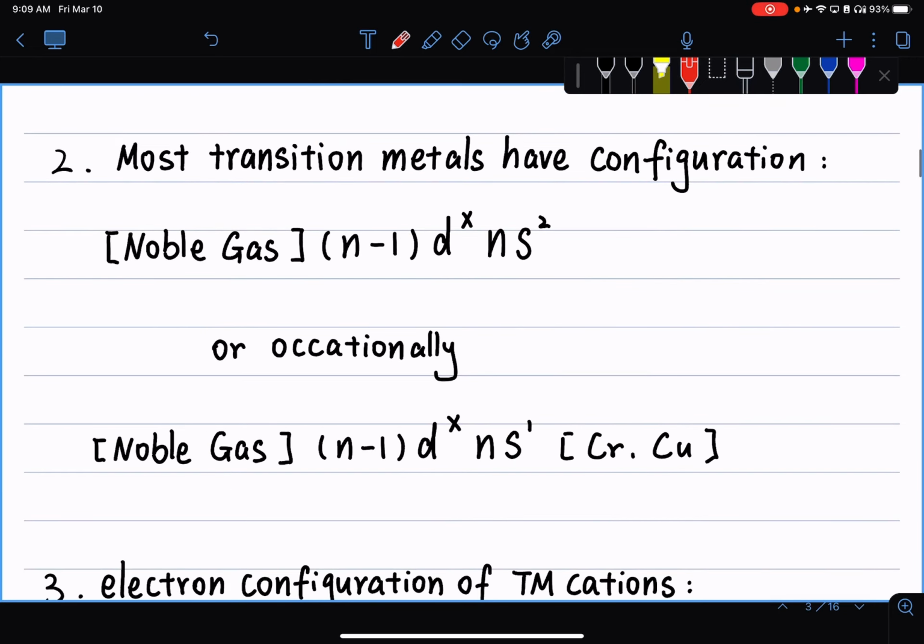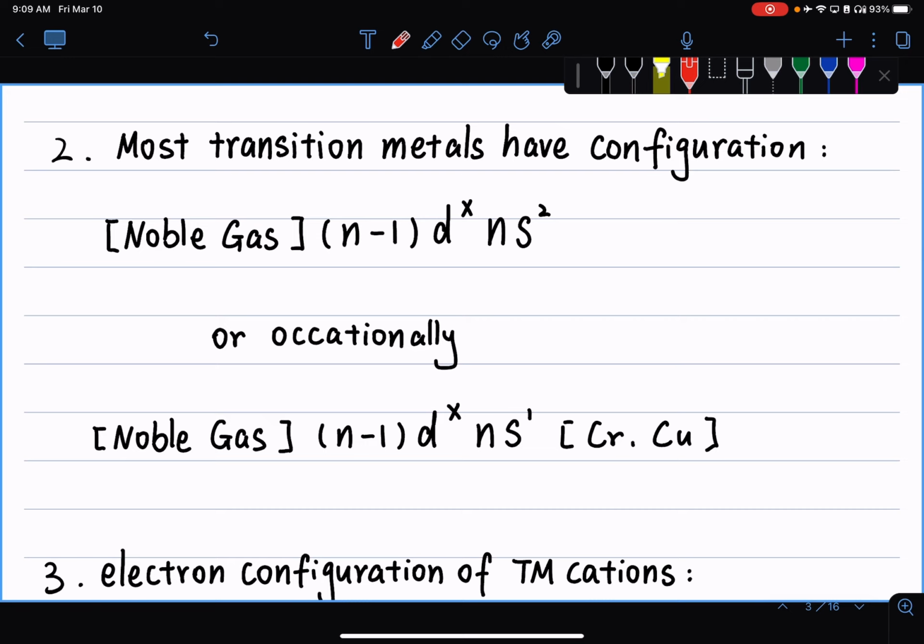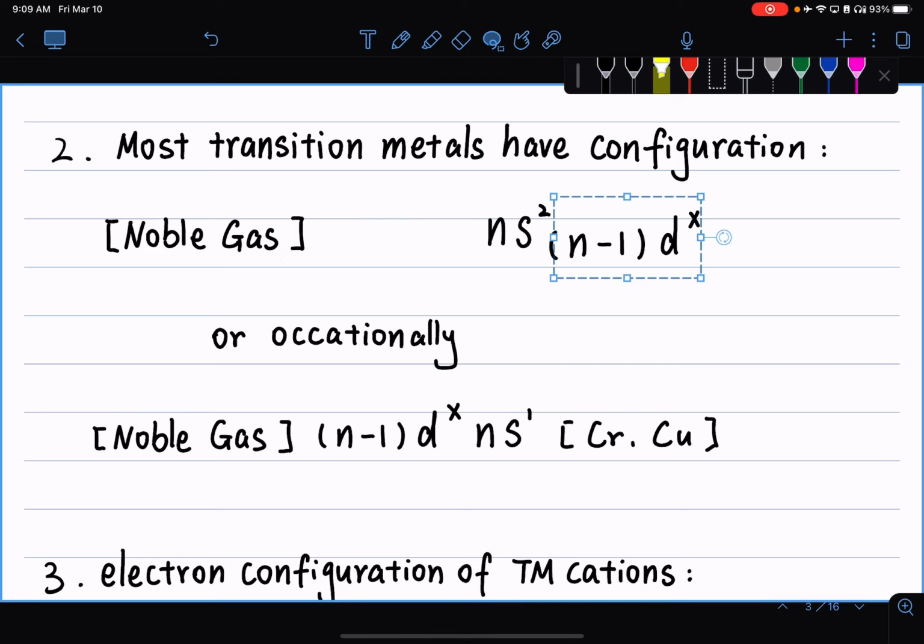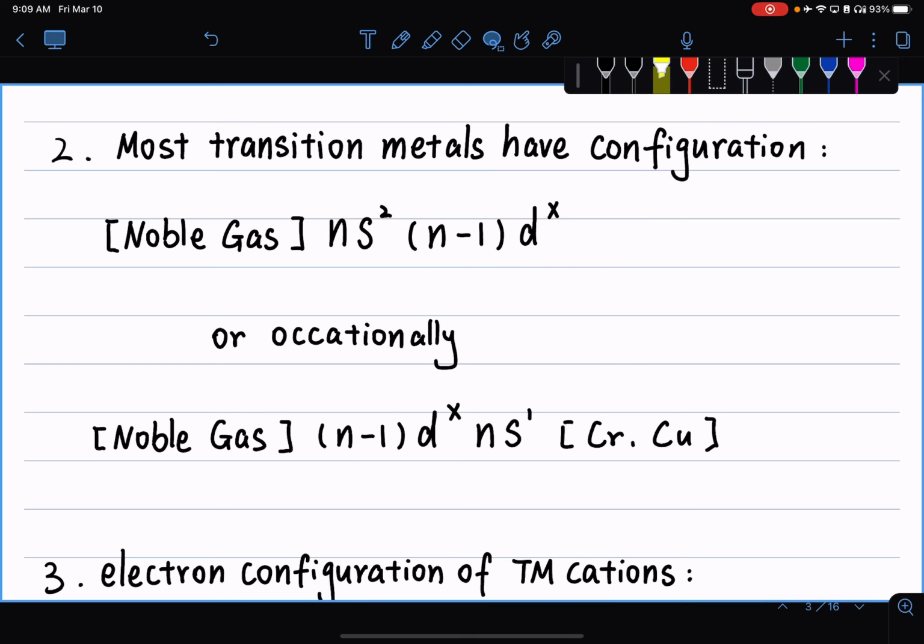Or, in general, most of the transition metals will have the electron configuration with some noble gas, and then you have the n-1 d with x electrons, and then the s atomic orbitals are more likely to be filled first. You can also write it as ns in front of (n-1)d^x. It doesn't really matter in this class. And occasionally, you would also have situations where your s atomic orbital is singly occupied. So these exceptions take place when you have chromium and copper.